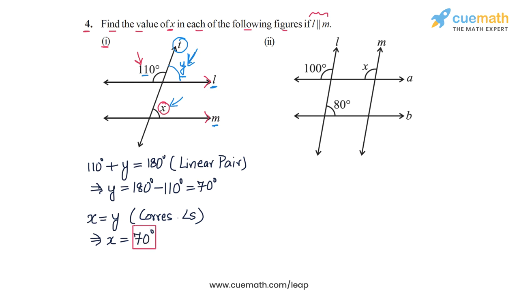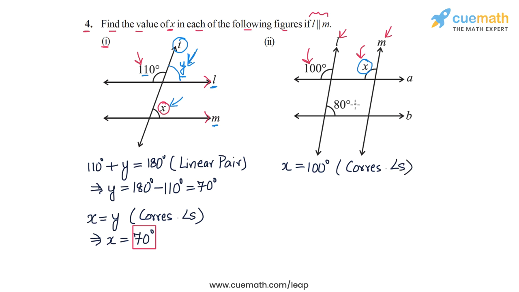Now we come to part 2. In part 2, x is this unknown angle here, and the two parallel lines are L and M. This part 2 is actually quite easy because we can directly see that the angle marked x and this angle here, 100 degrees, form a pair of corresponding angles. So we can directly write x is equal to 100 degrees, and the reason is that these two angles form a pair of corresponding angles.